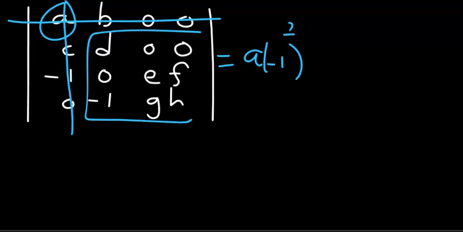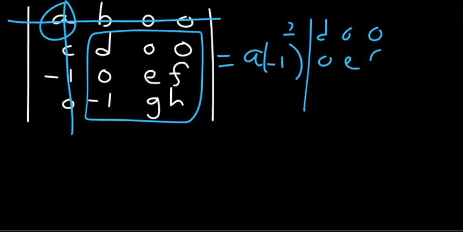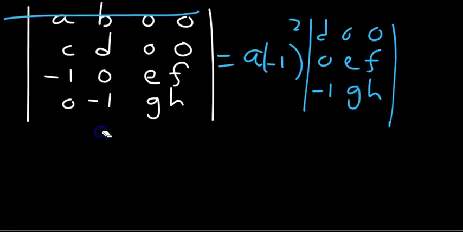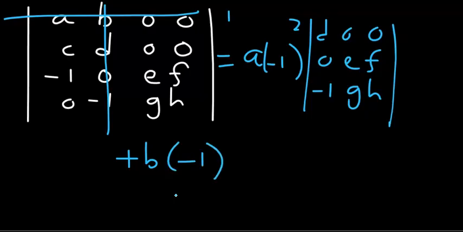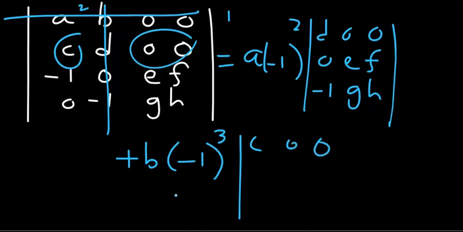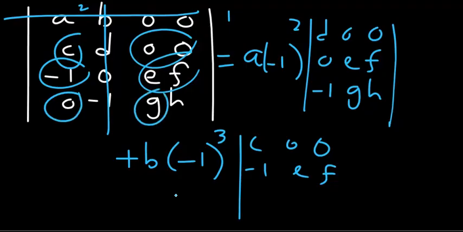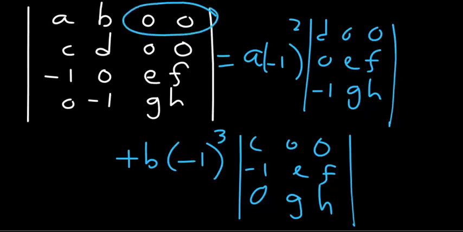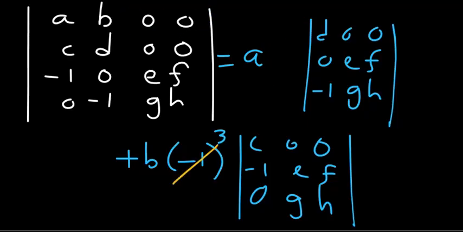So let's start expanding. The first term, that is the term A, the cofactor is 1 plus 1, 2, and the remaining determinant is D, 0, 0, 0, E, F, minus 1, G, H. Now the second term, namely B. The cofactor is minus 1. This is row 1, column 2, so 1 plus 2 is 3. The remaining determinant is C, 0, 0, minus 1, E, F, 0, G, H. You don't have to consider the other two because they will just give you 0. So that is 1. This is minus 1.